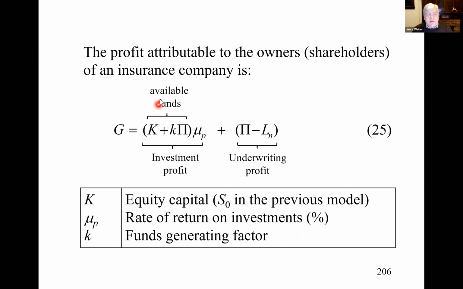So we have those available funds here. And then those available funds, mostly the shareholder capital, but then also something related to the premium income during the year. And we apply here the interest return, the rate of return on those investments. Maybe the insurance company does a good job and it has here a rate of return of 10%. So you add the underwriting profit with the investment profit, and you get the total profit of the insurance company, which then really belongs to the shareholders.